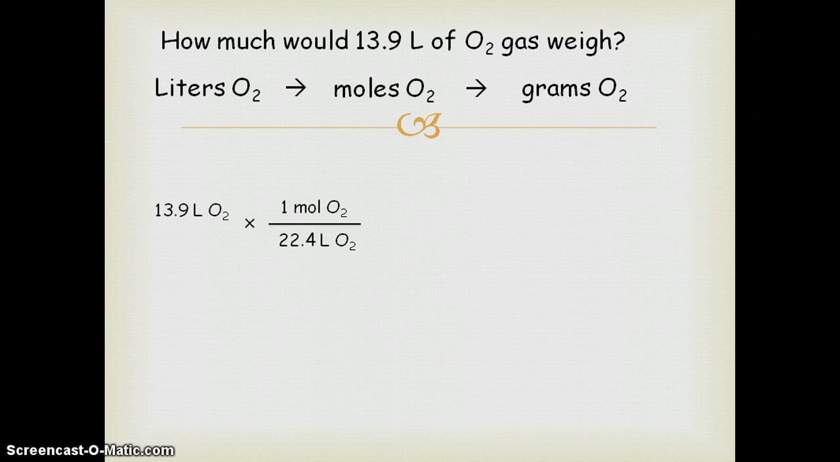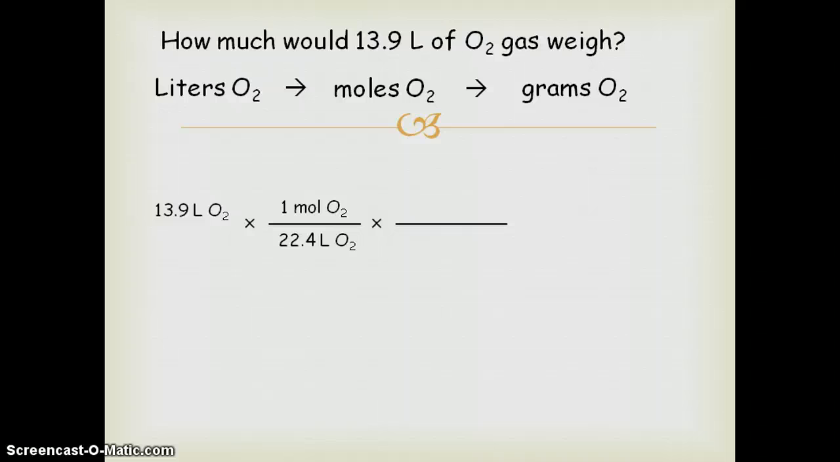Okay, and if we want to be able to convert our moles, which is what we have currently using this single step conversion here, then we want to be able to convert those moles into grams because that's the second step of our two-step process. And of course, we need to find out how many grams are in a mole of oxygen.